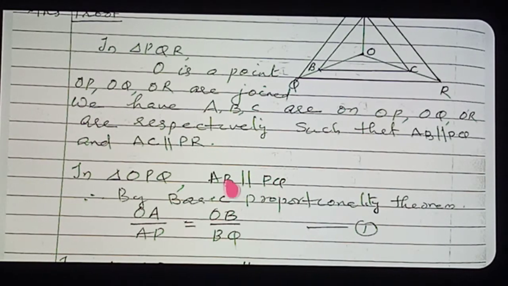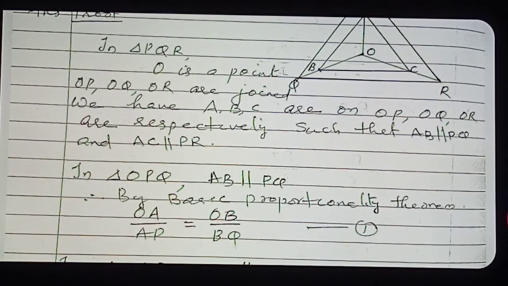A line is parallel to one side of a triangle, given. The line means AB. AB is parallel to side PQ, given. Therefore, you can apply the basic proportionality theorem. So, by the basic proportionality theorem, OA by AP is equal to OB by BQ. Keep it as equation number 1.